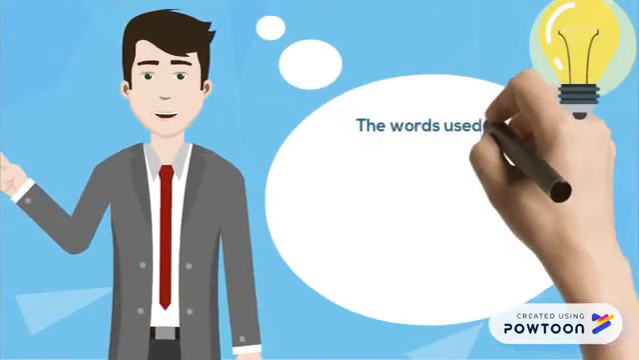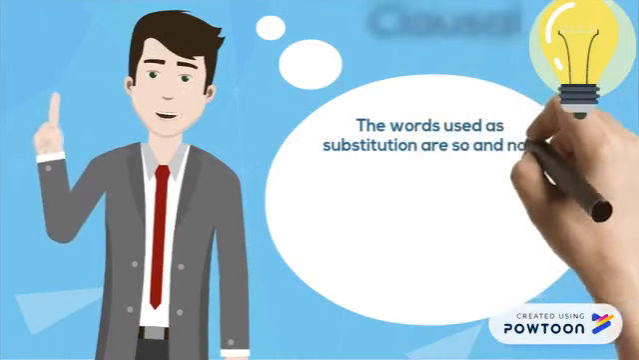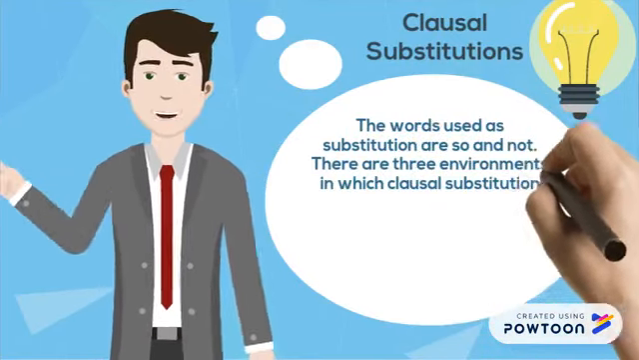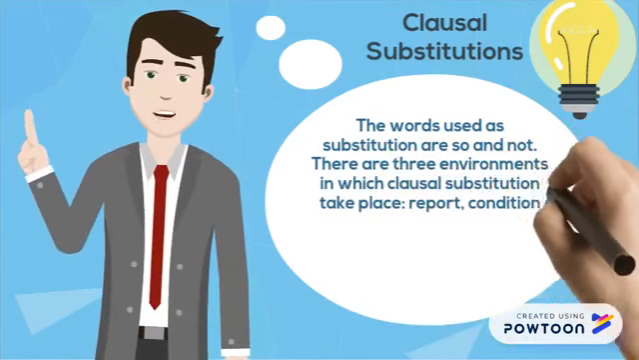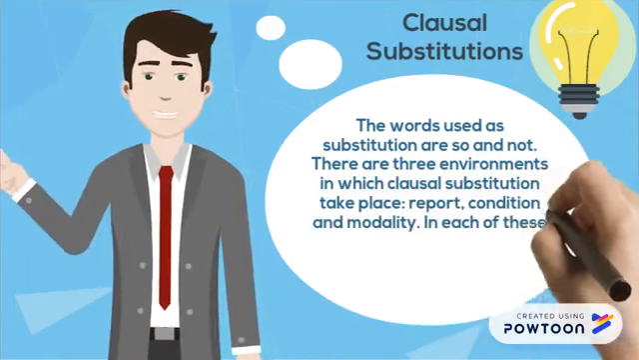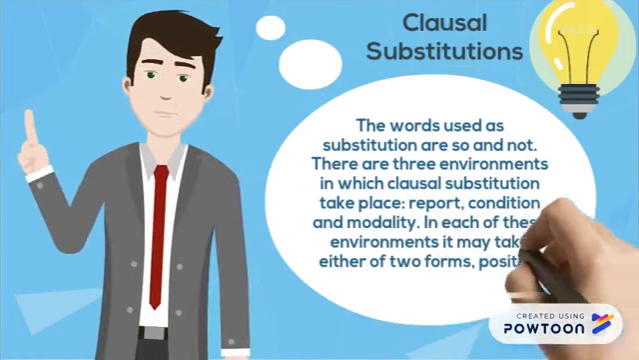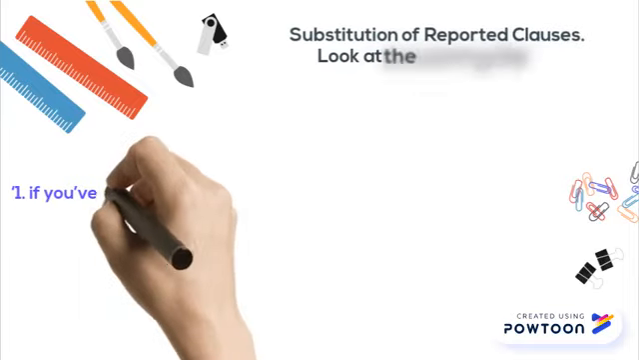Clausal substitution. The words used as substitution are so and not. There are three environments in which clausal substitution takes place: report, condition, and modality. In each of these environments, it may take either of two forms, positive or negative. Look at the example below.